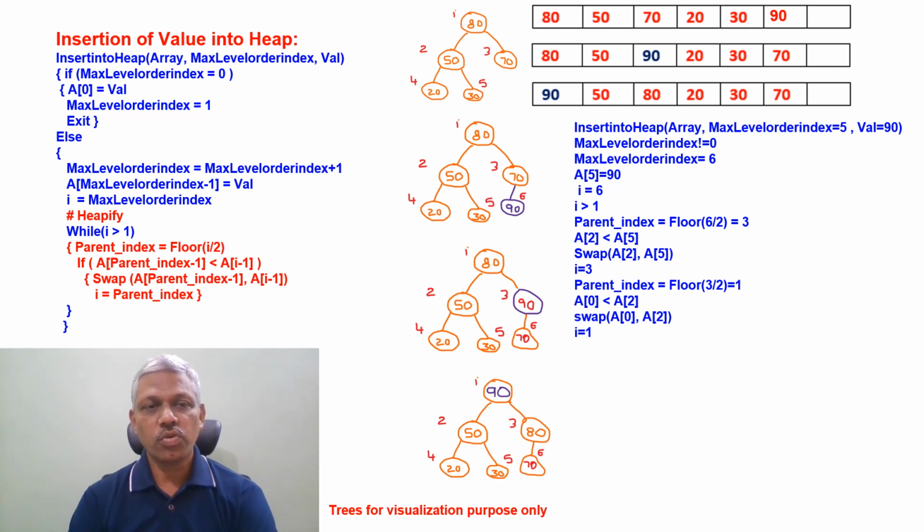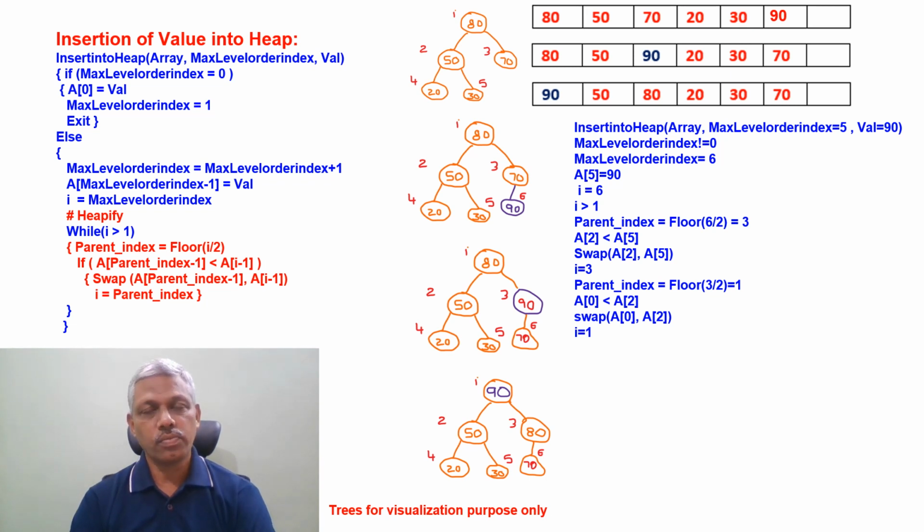Parent index is equal to floor of I by 2, and at that location, if a of parent index minus 1 is less than a of I minus 1, the heap condition is not satisfied. Then swap them: swap a of parent index minus 1 and a of I minus 1. If it is not the case, just simply continue the while loop. Once we swap, I is updated as parent index.